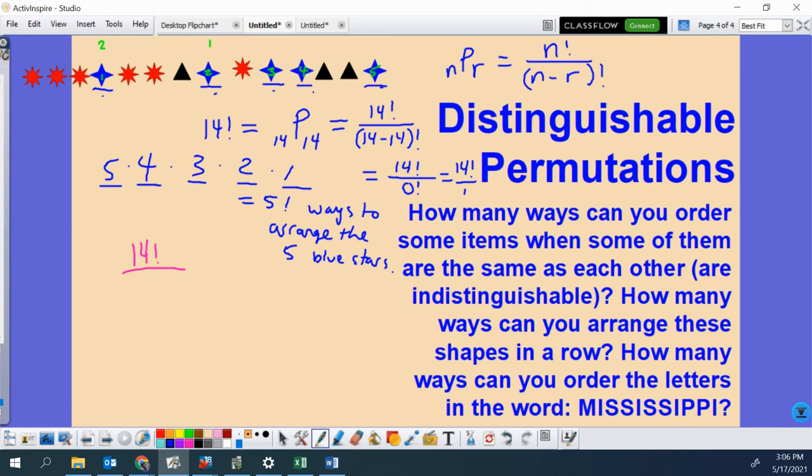For each one, we counted all of them in the 14 factorial, but we don't want to. They're all the same to us because we don't see those little green numbers on the blue stars. We just see the blue stars. And so because of that, what we really want to do is divide that out. We want to divide out the 5 factorial to remove the repetitions from the blue stars.